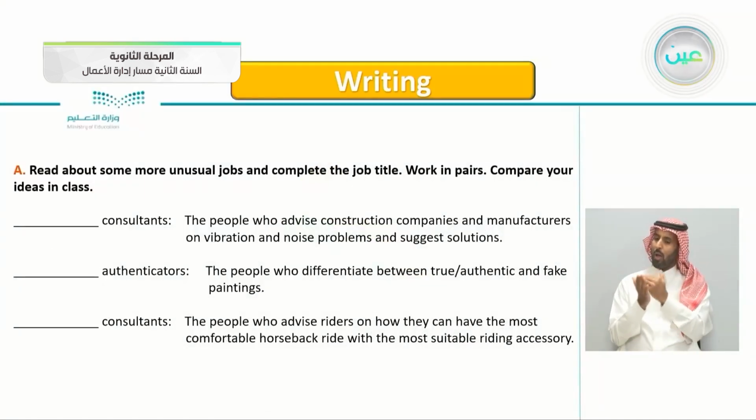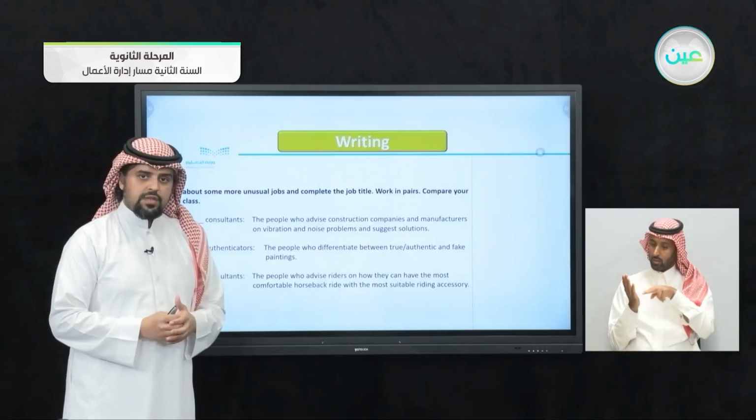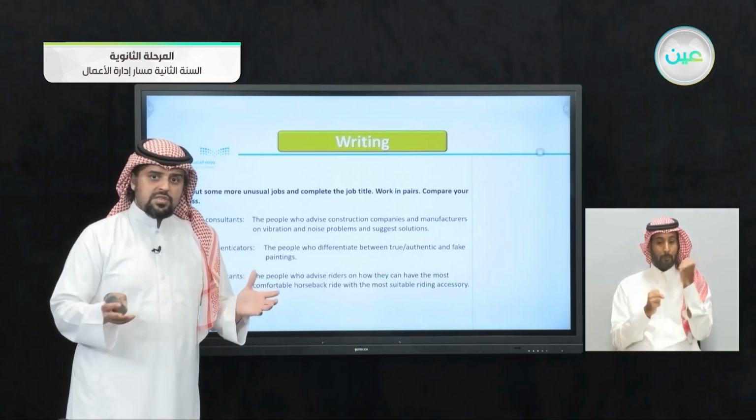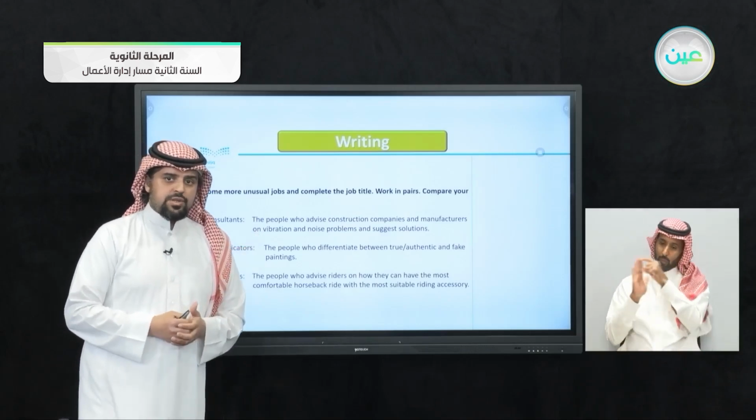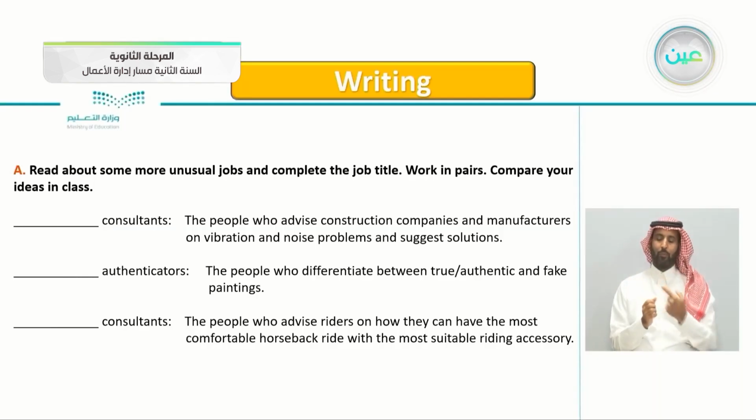So in exercise A here, it says read about some more unusual jobs and complete the job title. So we'll be reading some of the definition of the entailment of some unusual jobs, and then we'll be trying to come up with a title for the job. Work in pairs, compare your ideas in class.